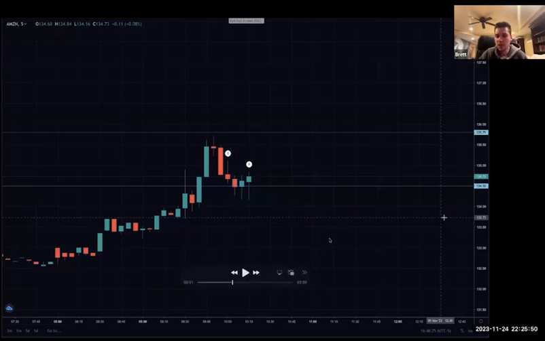Let's see what happens. But what do you guys think now? Do you guys agree with me? Does this look like continuation? Sorry, does this look like reversal? Because this would be technically a reversal trade, right? Does this reverse back to highs? I think it does, right?